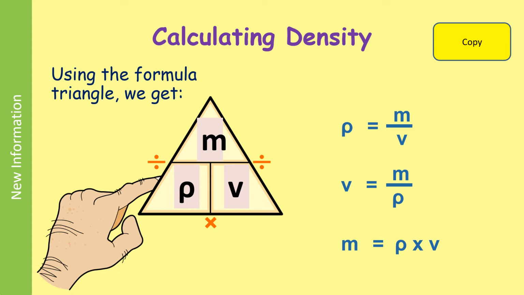If you're not happy rearranging the formula, you can use a formula triangle like this. This is our original formula, density equals mass divided by volume, and you fit this into the triangle. Then whichever item you're trying to work out, you just cover up with your finger. So if I was trying to find out density, it'd be mass divided by volume. If I was trying to find out the volume, it'd be mass divided by density. And if I was trying to find out mass, it would be density times volume.